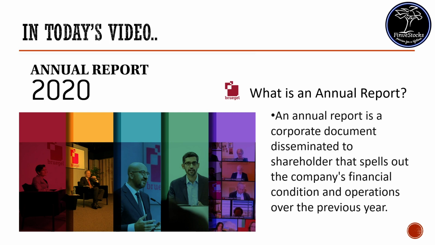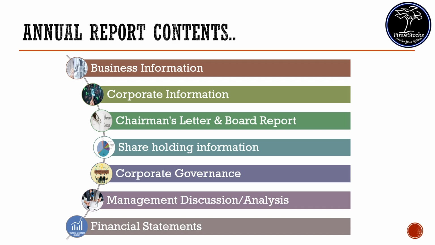So what is an annual report? By definition, an annual report is a corporate document disseminated to shareholders that spells out the company's financial condition and operations over the previous years. So let's see what the main contents in an annual report are. The first one is the business information, where they give information regarding the business they do. The second one is the corporate information. Then comes the chairman's letter and board report. Then they show the shareholding information. Then they mention corporate governance, management discussion and analysis is the next, and the final one, the most important one, is the financial statements. Now let's see each one in detail.